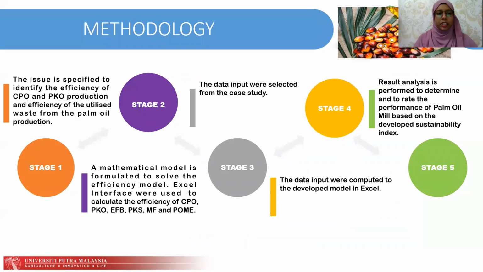So for the methodology, in stage 1, the issue is specified to identify the efficiency of CPO and PKO production. Also, the efficiency of utilized waste from the palm oil production. Next, the mathematical model is formulated to solve the efficiency model. Excel interface was used to calculate the efficiency of CPO, PKO, EFB, PKS, MF, and POME. So in stage 3, the data input was selected from the case study. Next is stage 4, where the data input was completed to develop a model in Excel. And lastly, in stage 5, the result analysis is performed to determine and to rate the performance of palm oil mill based on the developed sustainability index.